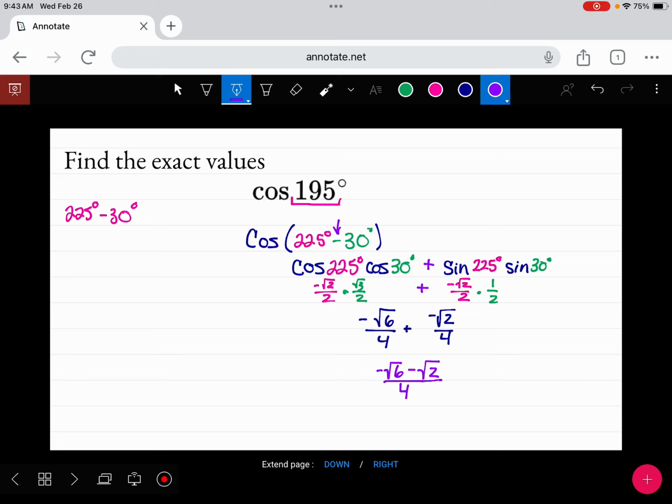Okay, we will keep working with these formulas tomorrow. That is what a majority of this section is about, is using these sum and difference formulas.